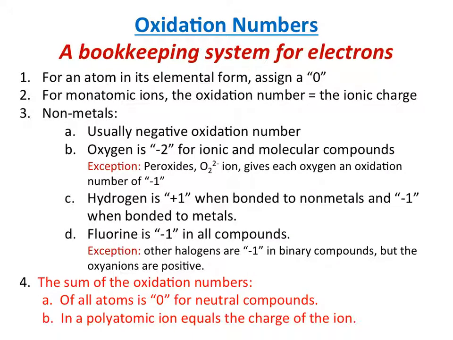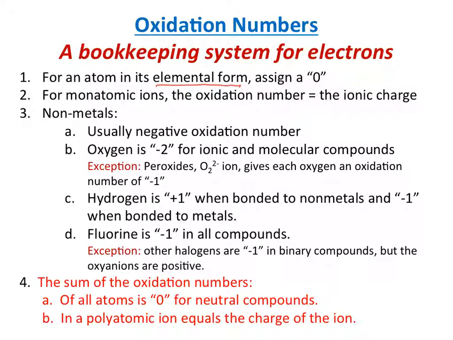Welcome to How to Assign Oxidation Numbers. So oxidation numbers are just a bookkeeping system for electrons. And really there's just a series of rules for these oxidation numbers. The first is for an atom in its elemental form.